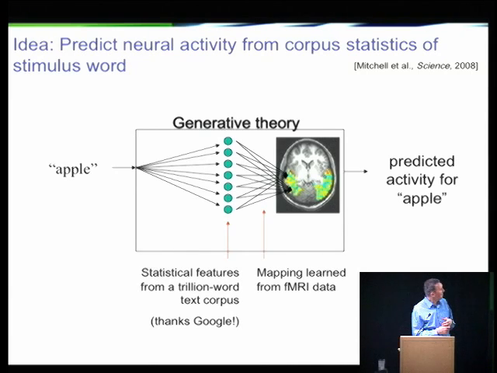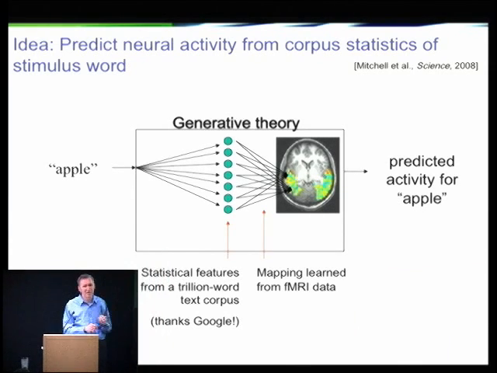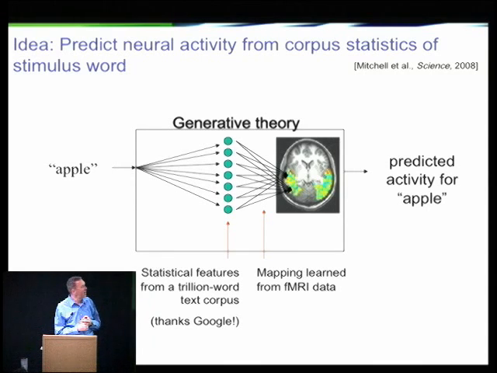And around this time, Google released the trillion token corpus, I think primarily for use by the machine translation community, if I'm right, of up to 5 grams in their counts. So we thought, why don't we try to build a model where we represent the meaning of the word in terms of statistical features of that word in a large corpus. And that way we can build a computational model that tries to predict neural activity in two steps. First, given a new word like apple, it will look up in the text or in the database summarizing the text properties, statistical features of that, and then based on those statistical features, it'll try to predict the activity at each of the 20,000 places in the brain. So that's what we did.